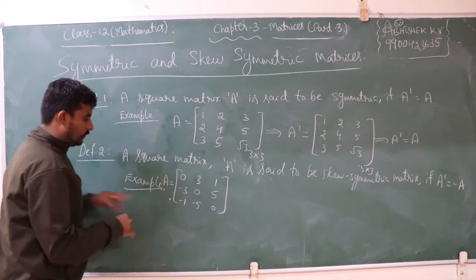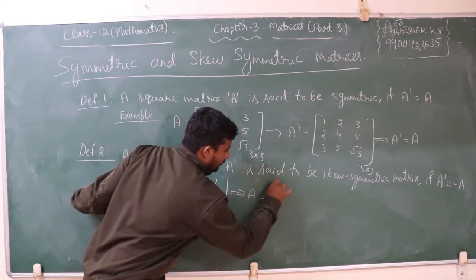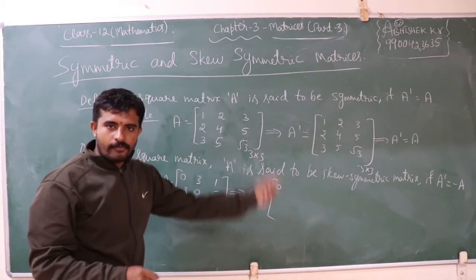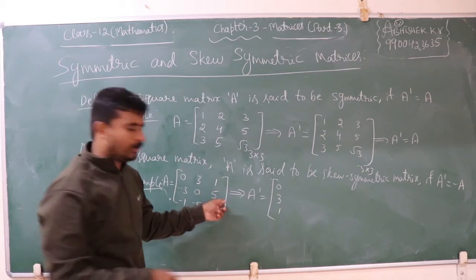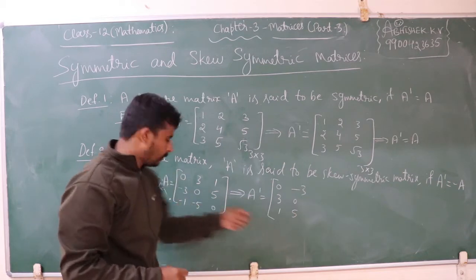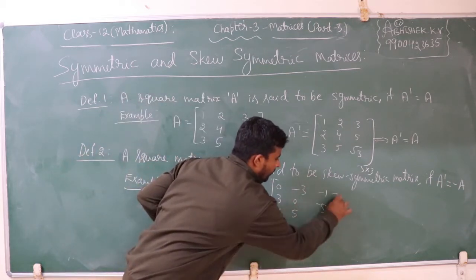This matrix is denoted by A. What is the transpose of this matrix? See, the first row becomes the first column: 0, 3, 1. The second row becomes the second column: minus 3, 0, 5. The third row becomes the third column: minus 1, minus 5, 0.